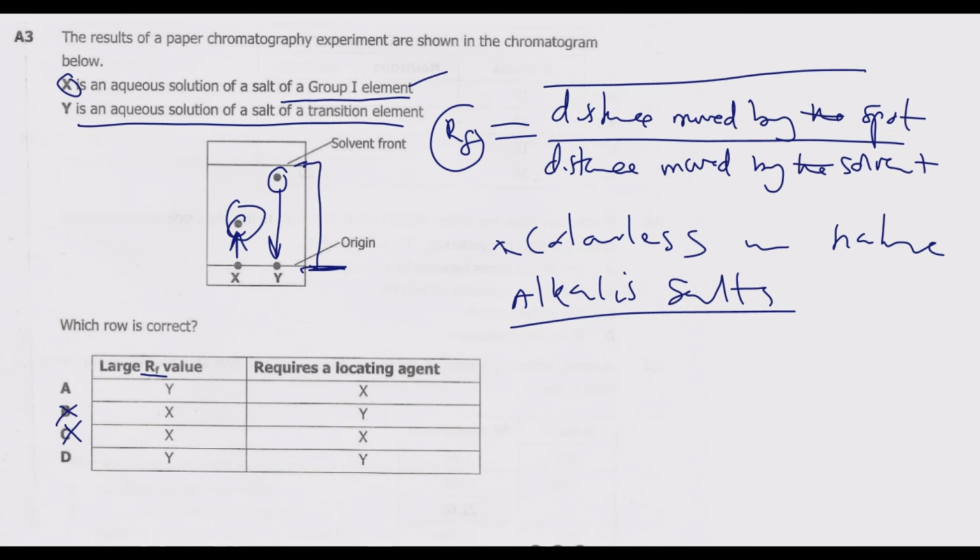As you will notice, transition element metals are colored in nature. Most of the salts formed by these transition metals are colored. So these are easy to locate. So hence A should be the best answer here.